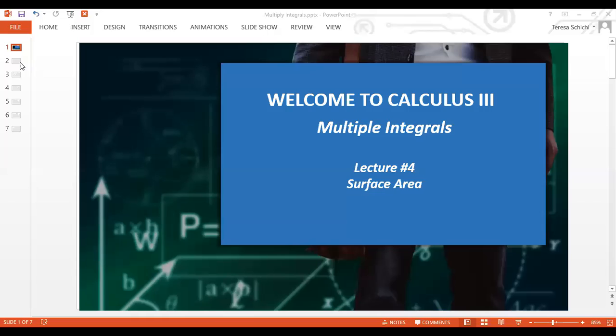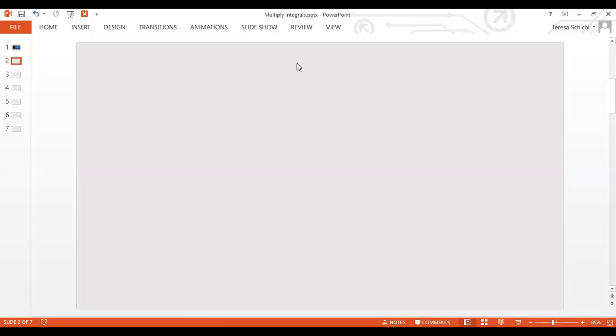find the surface area. Before we find the surface area, this is very similar to what we learned in Calculus 2, so I'm going to do a very brief review of Calculus 2. Then you can use the same ideas, right? Okay, so in Calculus 2, we learned how to find the arc length.